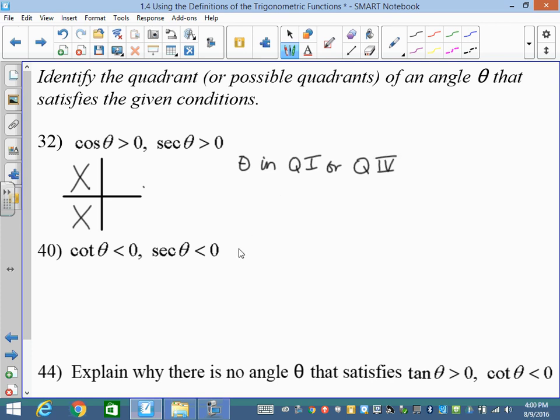Again, this is the stuff off the last page. You're going, oh, cosine, where's cosine positive? Here and here, so it can't be in these two. Secant is positive in both of those two, so I can be in either or. Anyways, to know where you're at, they would have to give you more information. Number 40, it's asking the same question. So if you want to pause this to see if you can do it on your own and then come back and check, that would be fantastic.